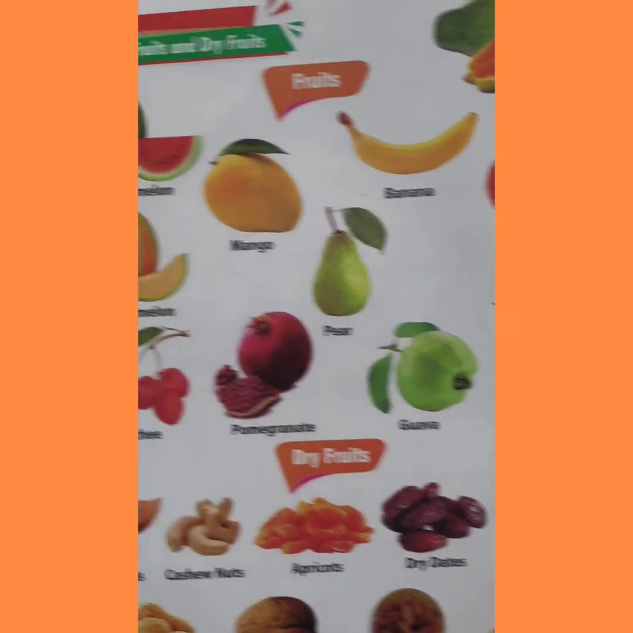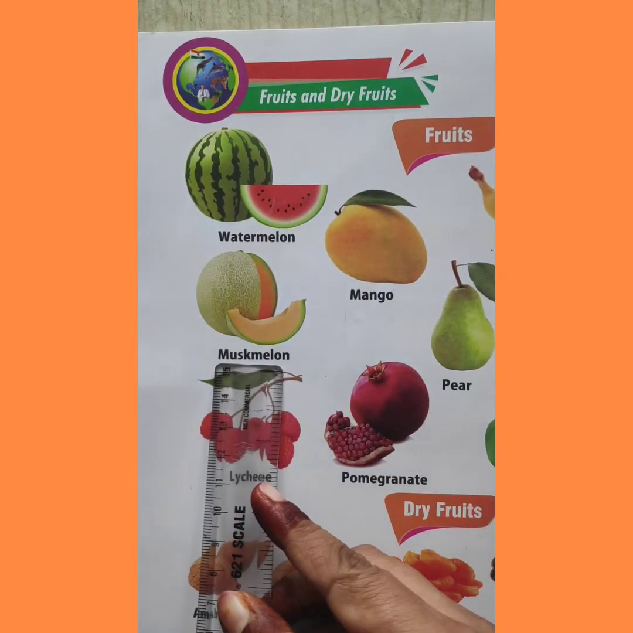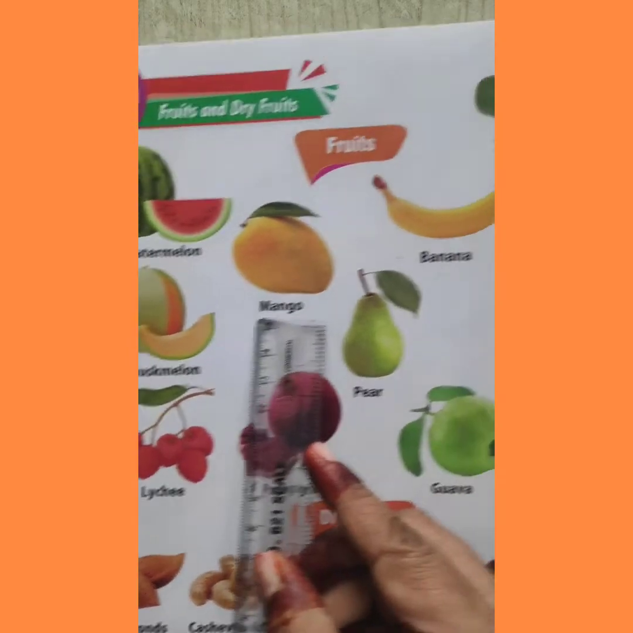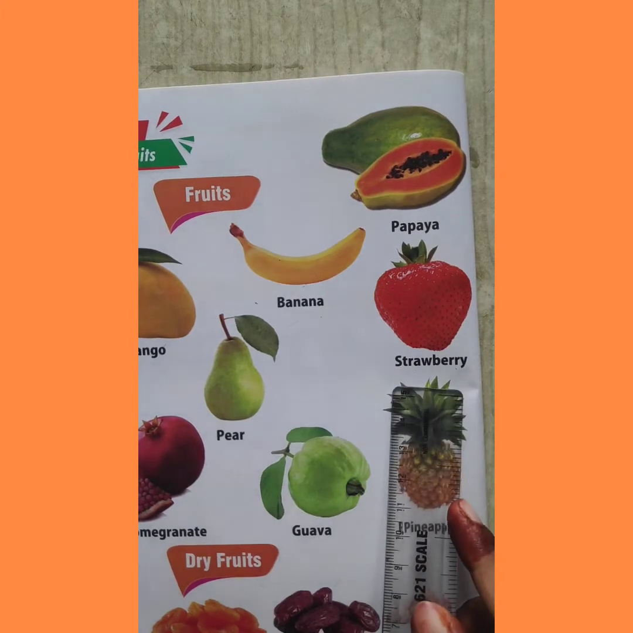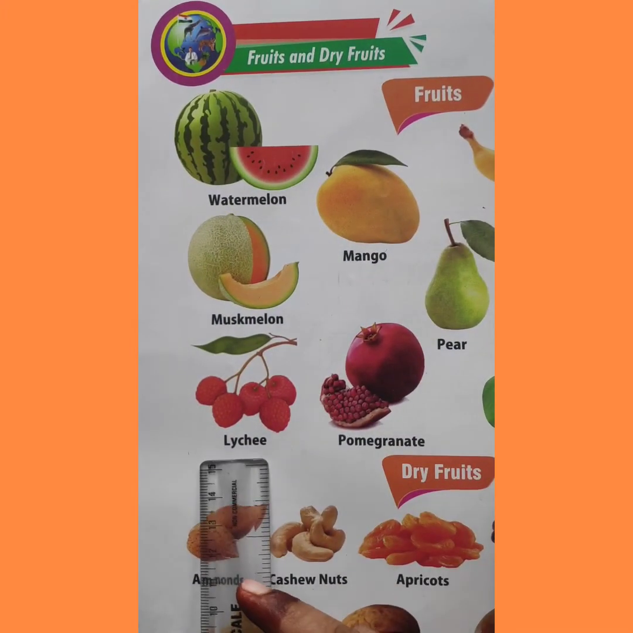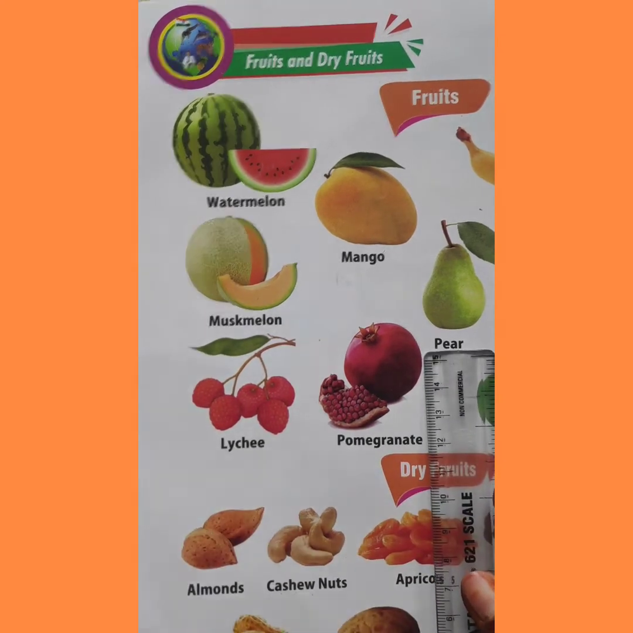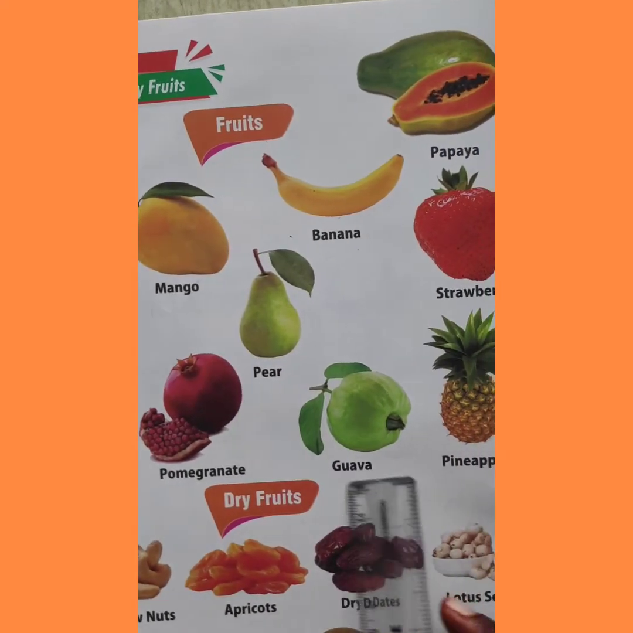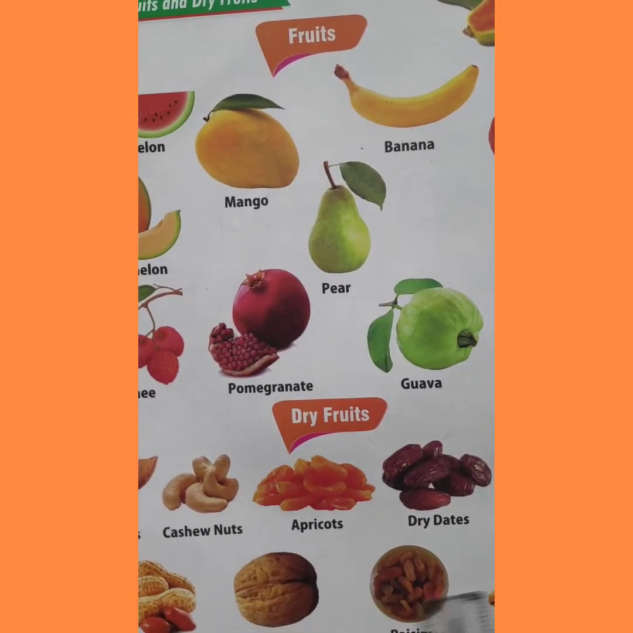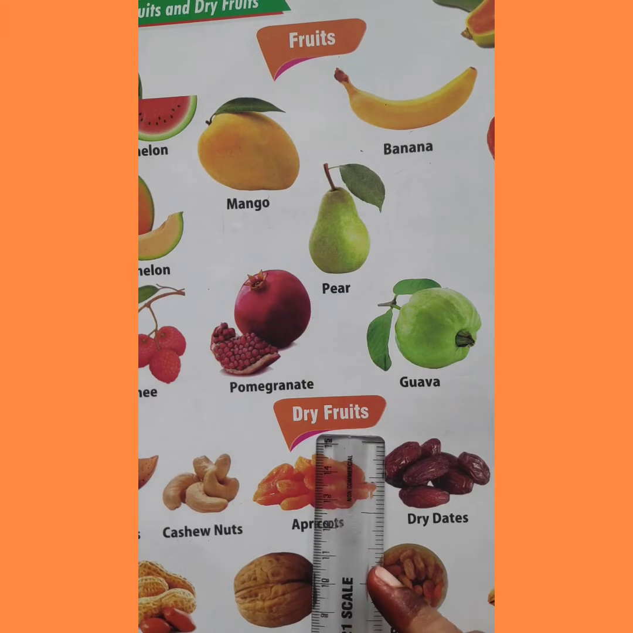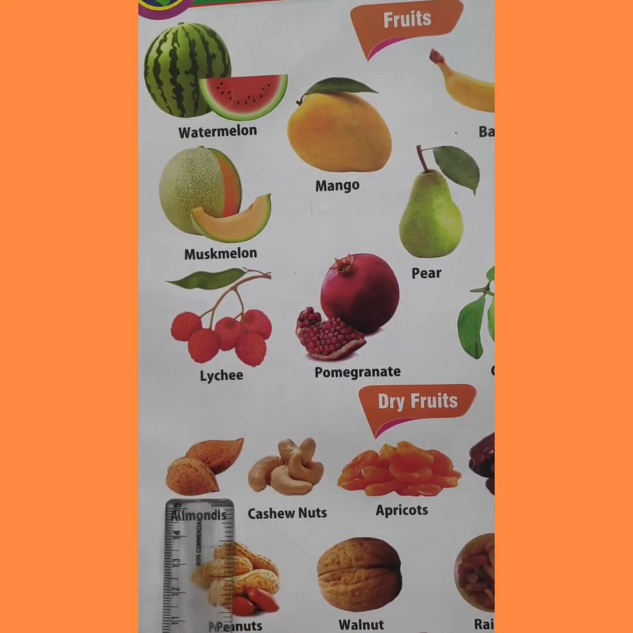Now all of you say once again: watermelon, muskmelon, mango, banana, papaya, strawberry, lychee, pomegranate, pear, guava, pineapple. Now these are dry fruits. Dry fruits yani sukhe meve. Now see, what is this?